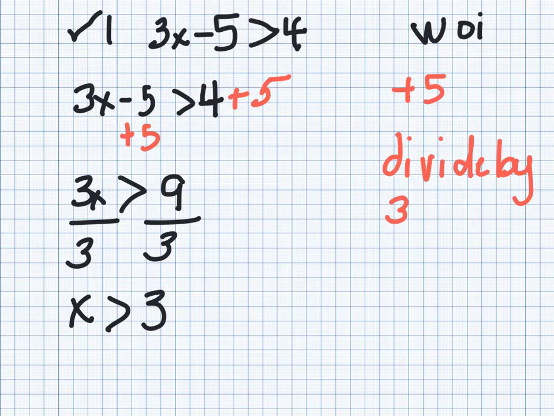This is checkpoint 1. We have 3x minus 5 is greater than 4. This is our original inequality. We need to add 5 to both sides. We'd have 3x, and then we add the plus 5 and it's greater than 4, and we add the plus 5 there. We end up with 3x divided by 3 is greater than 9 over 3, and we end up with x is greater than 3. We did not have to reverse the sign.